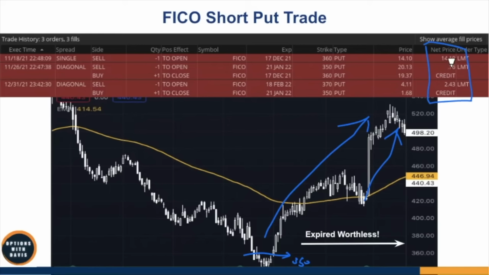So for this trade, you can see in total I made $14 plus $2 and another $1 between these two. So total roughly about $17. So that's $1,700, which is not too bad for this trade.